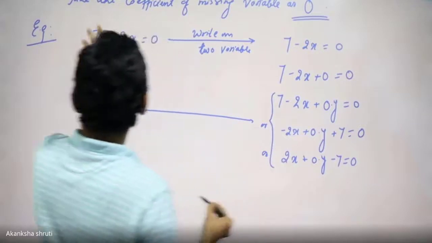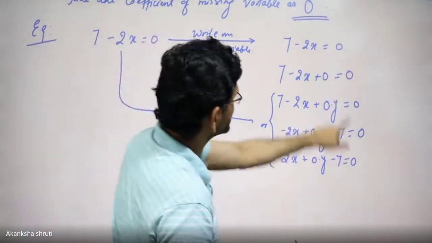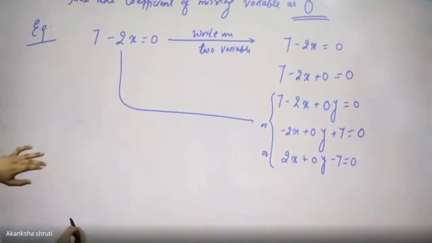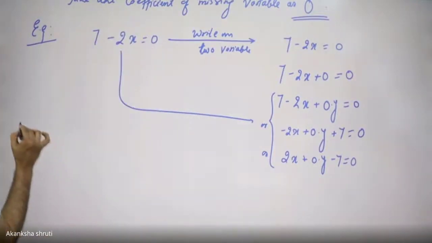This way, a one-variable equation is expressed in terms of a two-variable expression. Students, based on this, the question is asked. Next, let us take one more example to understand it more.